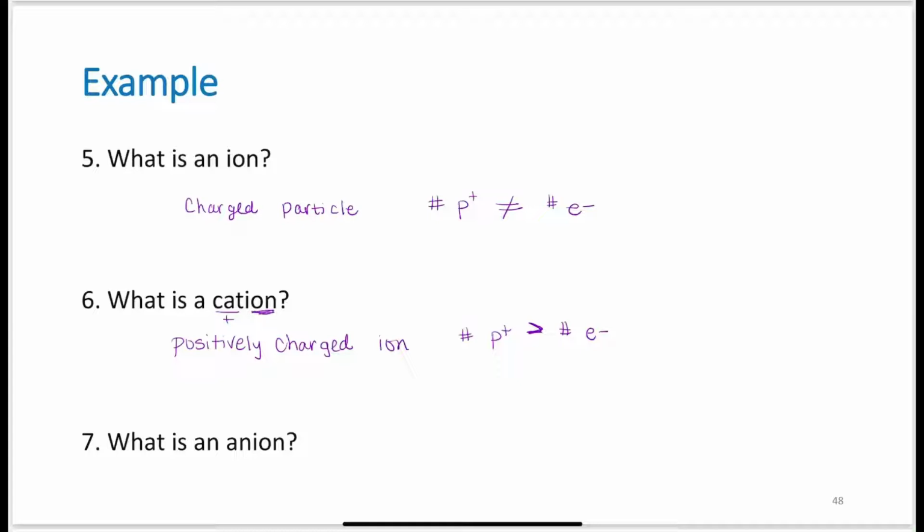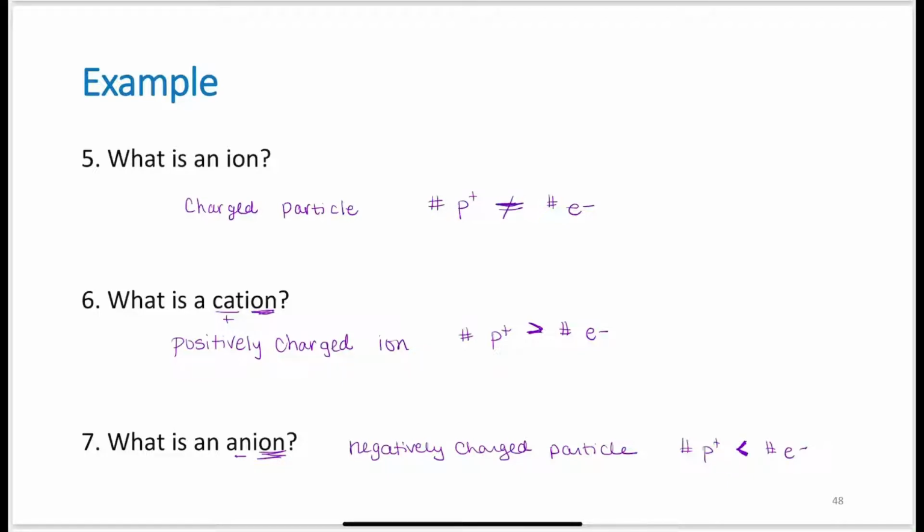And what is an anion? We've got ion here telling me it's a charged particle, but an means negative. It is a negatively charged particle. To be negatively charged, the number of protons must be less than the number of electrons.